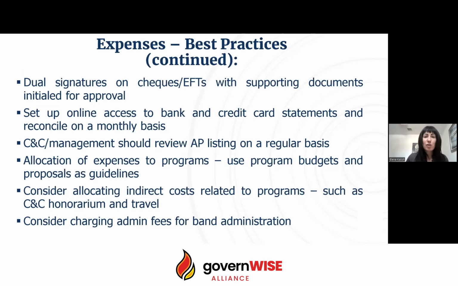Okay, dual signatures on checks and EFTs with supporting documents initialed for approval. Why is that important? Well, of course, we're trying to prevent fraud and error, right? Because if one person has access to making payments and something happens in their life, or they just happen to be dishonest, if there's only one signature required for approval, then there is a greater chance that they will be dishonest. And a second signature for approval is a deterrent, right? And that's prevention for fraud and error.